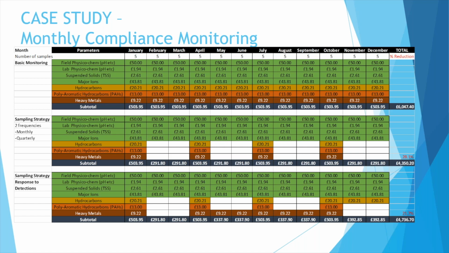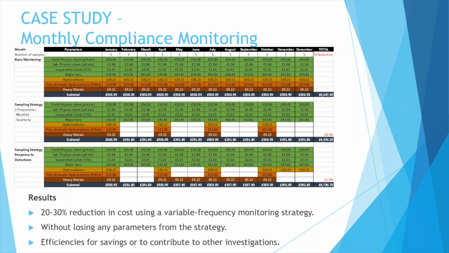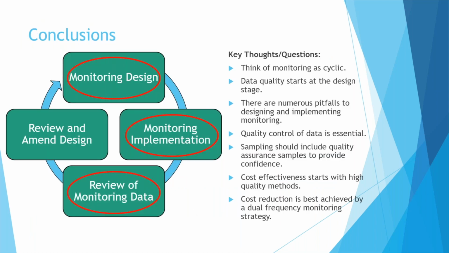But probably slightly more, because the third example actually assumes that you're going to have to analyse all the 5 samples for the things that were detected, not just 1 or 2. So this kind of approach could result in reductions of about 20 or 30% in the cost using a dual frequency monitoring strategy without losing any of the parameters from your monitoring. So these are potential efficiencies that can be savings for the company involved or could help to fund other investigations elsewhere on site.